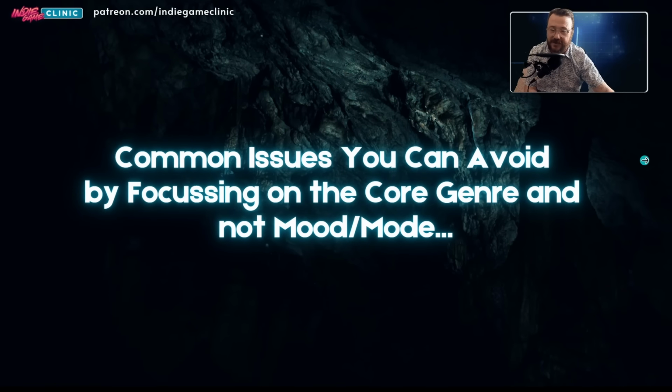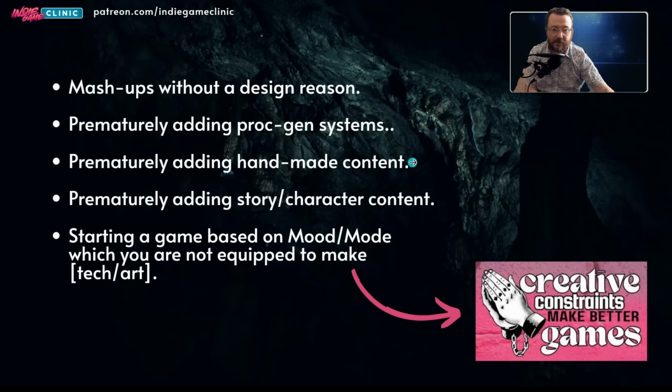And from my perspective, these common issues are: number one, creating mashups without a good design reason. So the Derek Yu Spelunky example is a really good example of putting things together in a thoughtful way where you're actually trying to solve a design problem. You're not just putting things together because you like them and you haven't seen someone put them together, right?